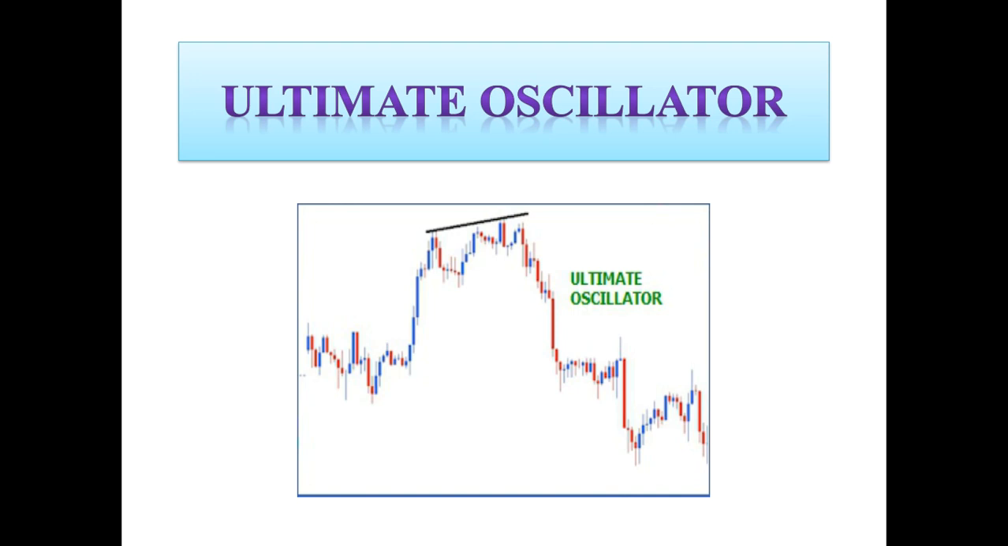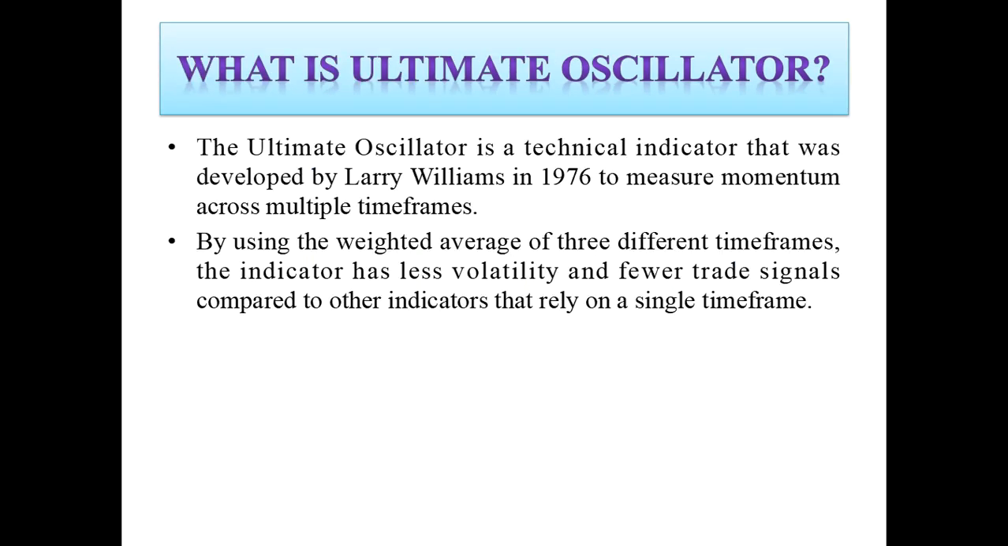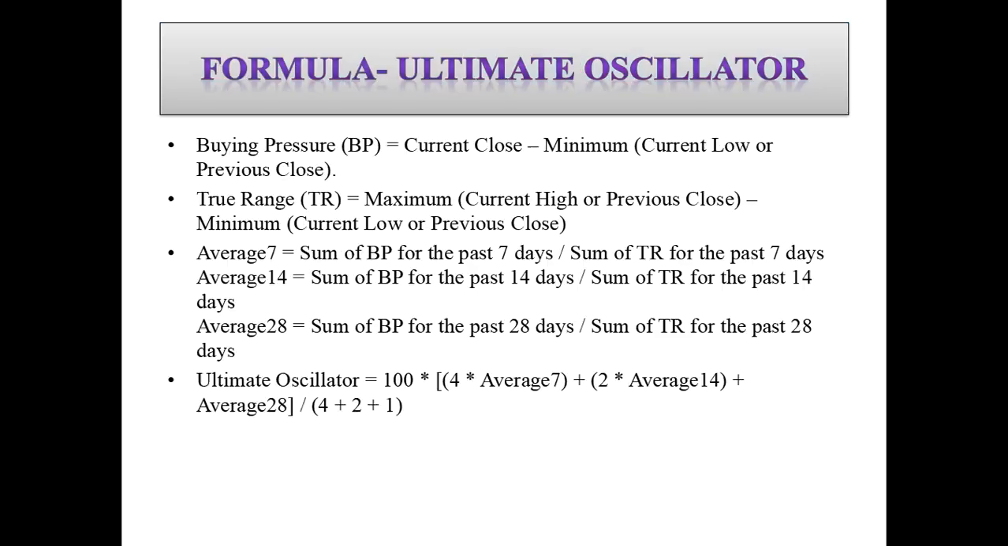Now, let's look at the Ultimate Oscillator. What is the Ultimate Oscillator? This is a technical indicator that was developed by Larry Williams in 1976 to measure momentum across multiple time frames. By using the weighted average of three different time frames, the indicator has less volatility and fewer trade signals compared to other indicators that rely on a single time frame.